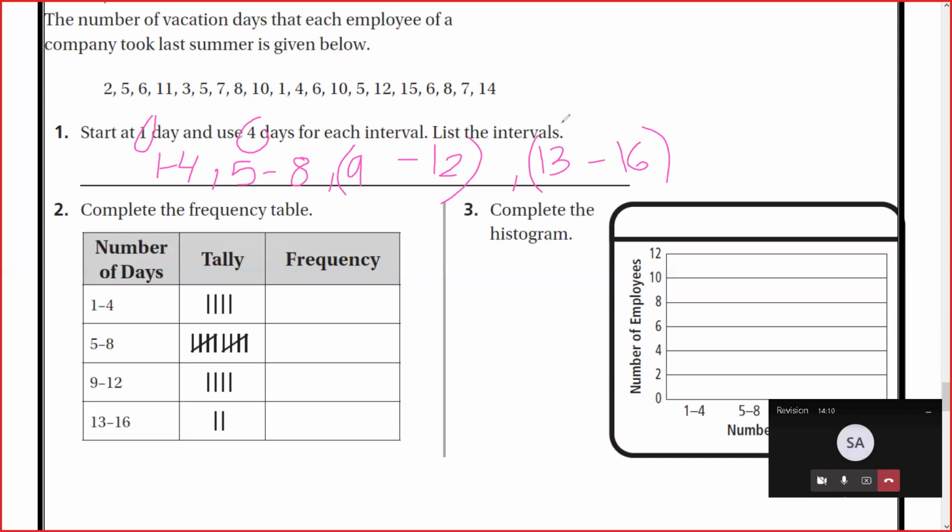Now, for the numbers from 1 to 4, how many numbers are there? Let's count them: 1, 2, 3, 4 only. So there are 4. Using the tally chart, you represent it as 4 sticks, as you see here. Since they are 4, I will say 1, 2, 3, 4.